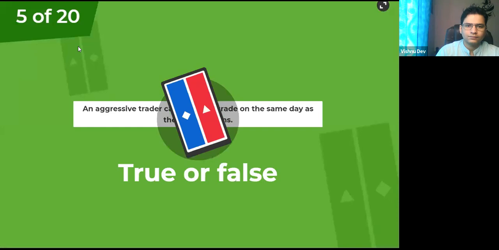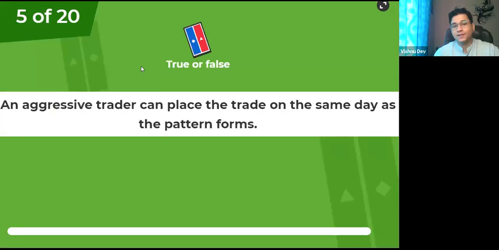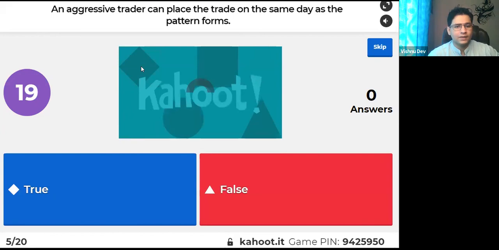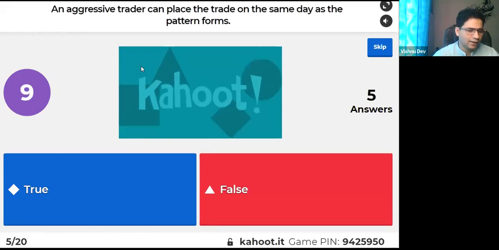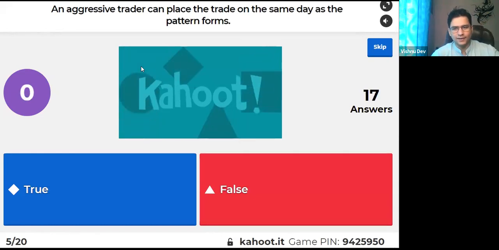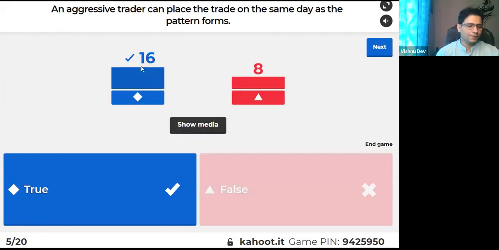An aggressive trader can place the trade on the same day as the pattern forms. We have discussed, right? We have two types of trader: one is a risk taker and one is risk averse. So it is about the aggressive trader, who takes a lot of risk, like a risk taker. True, right? A risk taker will not wait for the next candle. It will take the trade in the same candlestick, right?